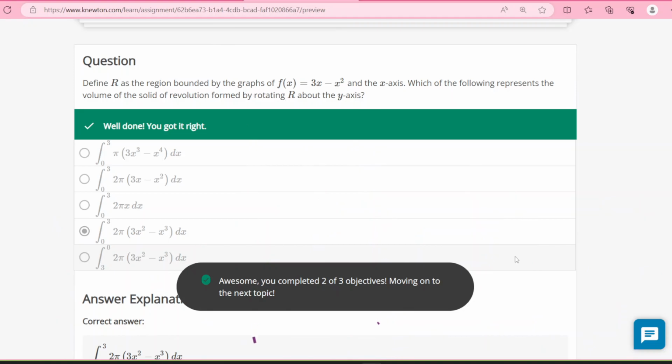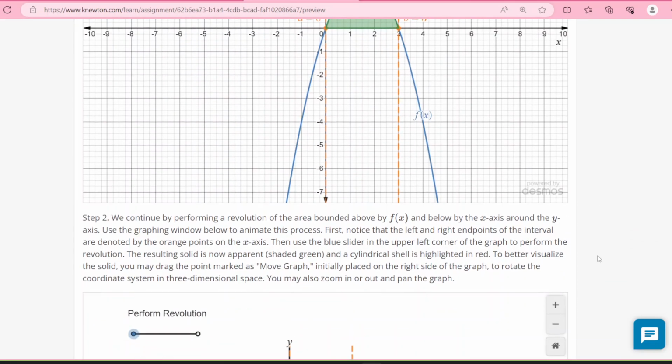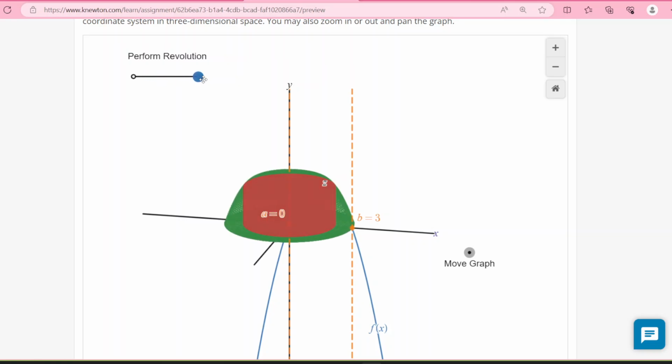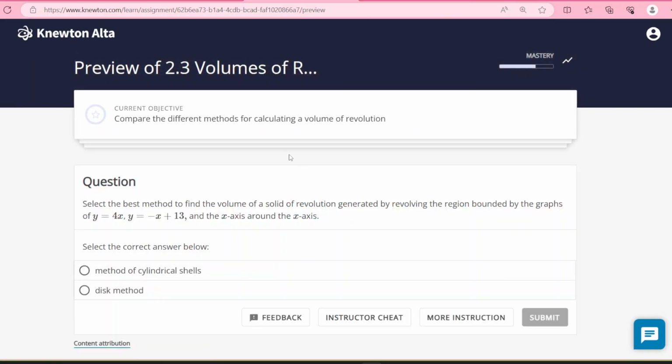We've got one more. So I briefly mentioned this before, this last objective is going to be relating this method, this cylindrical shell method, to the method you saw in the previous section, section 2.2, the disc and washer method. All right, so let's get into that. So again, here's the region. Rotate the region around the y-axis, create your little 3D shape, and the volume of that 3D shape was given by this integral. Yeah, so the last objective is compare the different methods for calculating a volume of revolution.